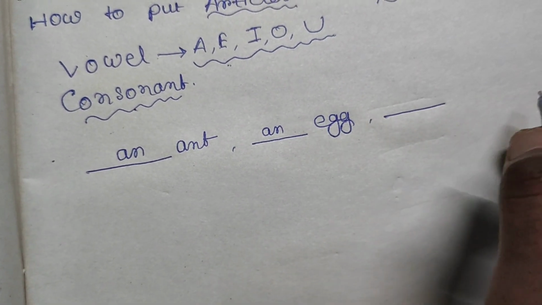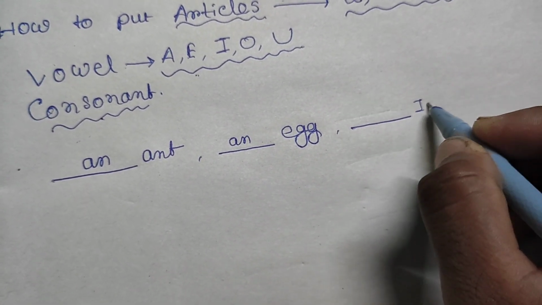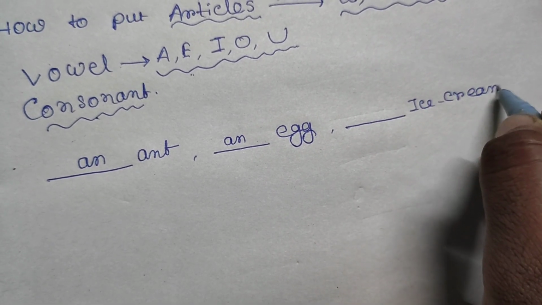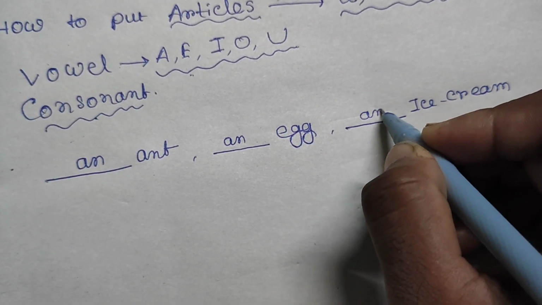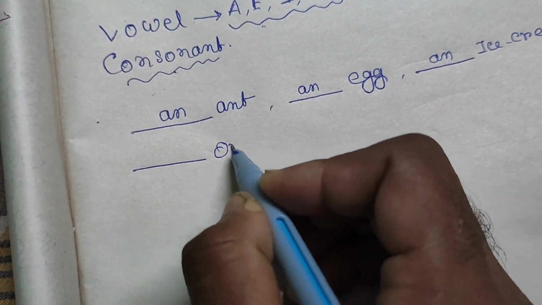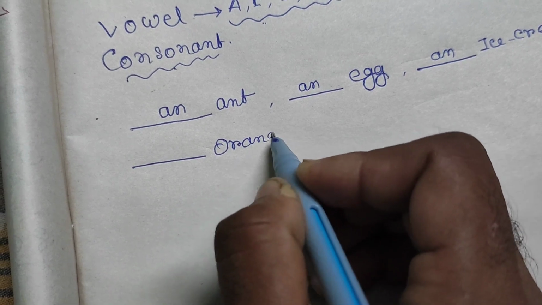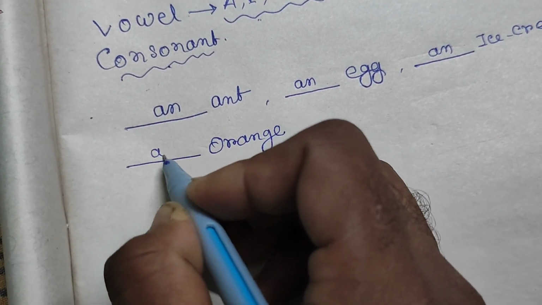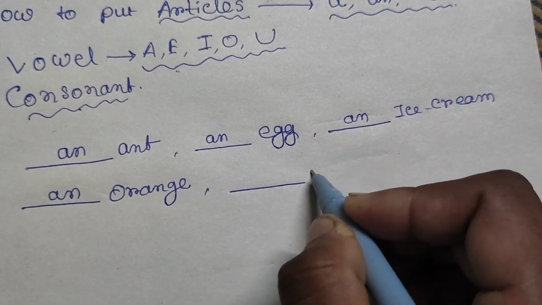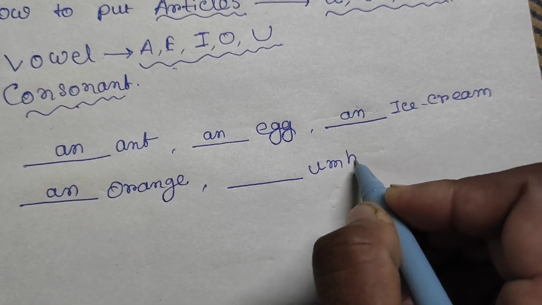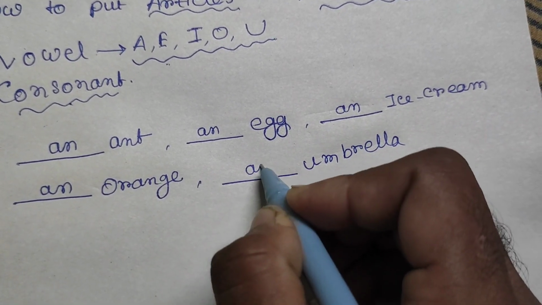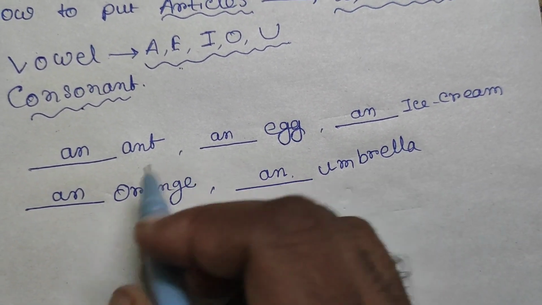If you have ice cream, you will put an. If you have orange, you will put an. If you have umbrella, here also you will put an.